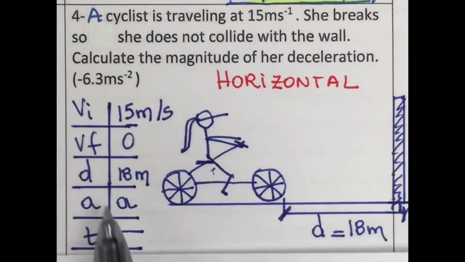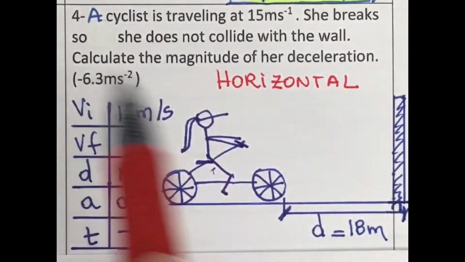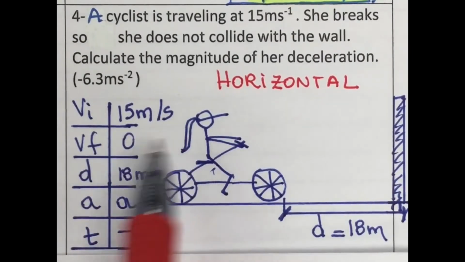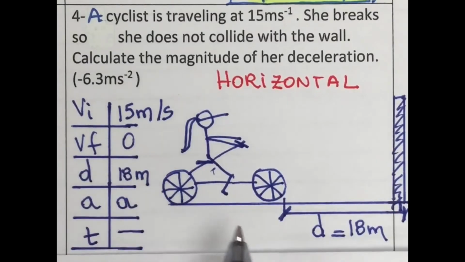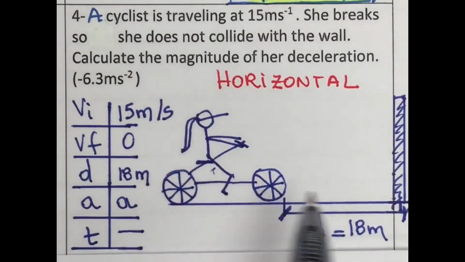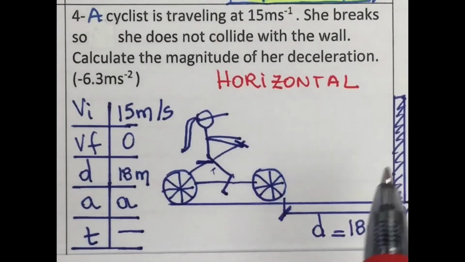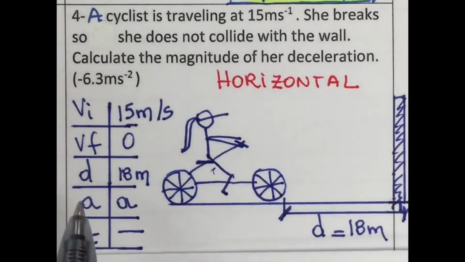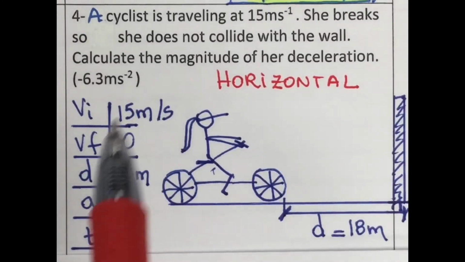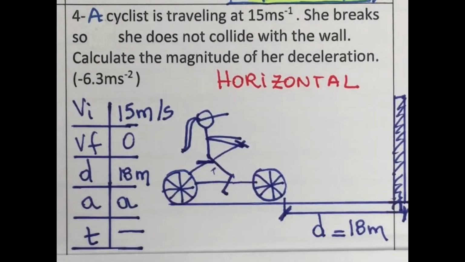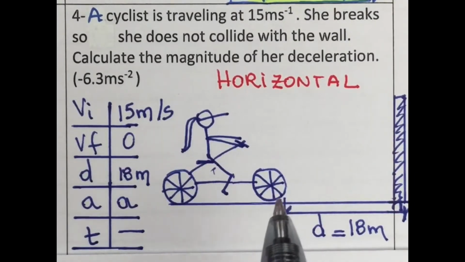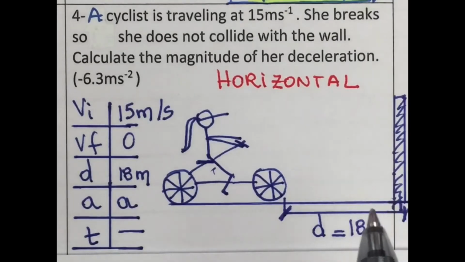So here I have two things: a data table and a diagram representing the story. The initial velocity of the cyclist is 15 meters per second. The final velocity is going to be 0 because it says that she needs to stop before she collides with this wall. So the final velocity must be 0. And the distance that we need to figure out this acceleration is the distance from when she starts to press the brakes to the time that she stops.